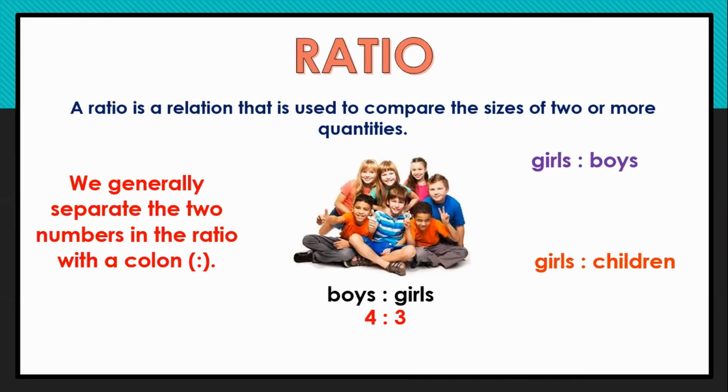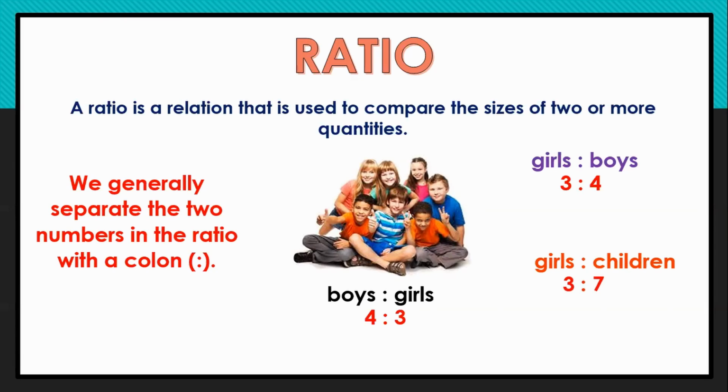Let us look at the second, the ratio of girls to boys. I have 3 girls and 4 boys. So the ratio of girls to boys would be 3 to 4. What is the ratio of girls to children? Did I hear 3 to 7? Great job. There are 3 girls and 7 children. So the ratio of girls to children would be 3 to 7.